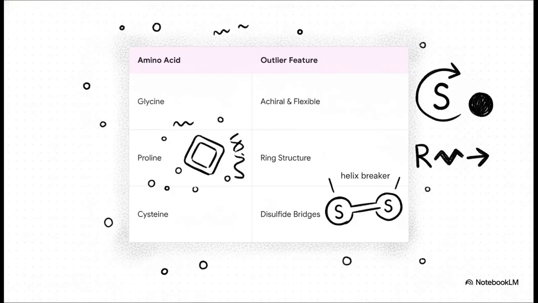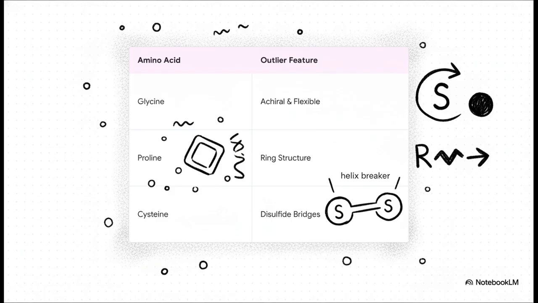Okay, pay close attention here, because these 3 amino acids are classic exam traps. They are the rule breakers. First up, glycine. Since its side chain is just a single tiny hydrogen atom, it's the only standard amino acid that is completely achiral, and it's super flexible. Next is proline. Actually, scratch that, it's technically an imino acid, featuring this rigid pyrrolidine ring that literally locks its backbone into place. It's a famous helix breaker.